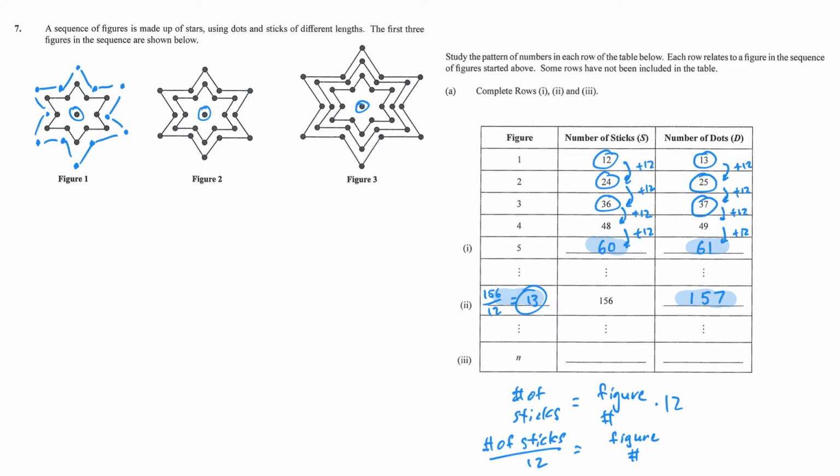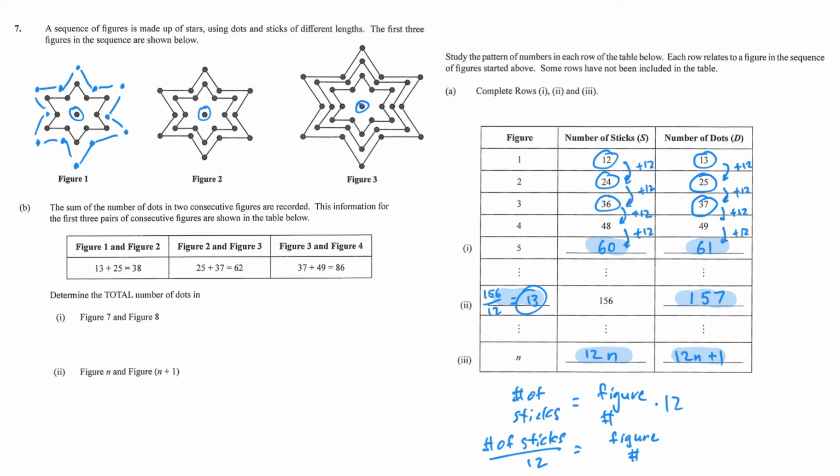Lastly, in part 3, we are looking at figure n, and we want to determine the number of sticks and the number of dots. Now n is any arbitrary natural number, so here the number of sticks, remember, is always 12 times the figure number. So what I would write in this entry would be 12 times n. And the number of dots, remember, is always one more than the number of sticks, so I would write in here 12n plus 1. So that's how we fill out the table in part A of this problem.